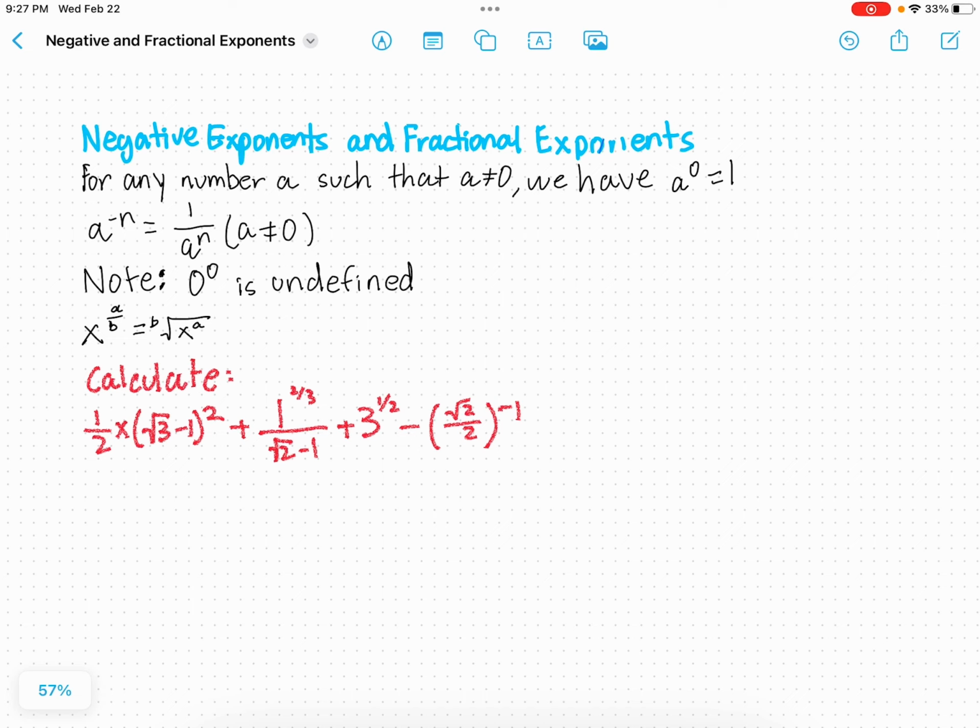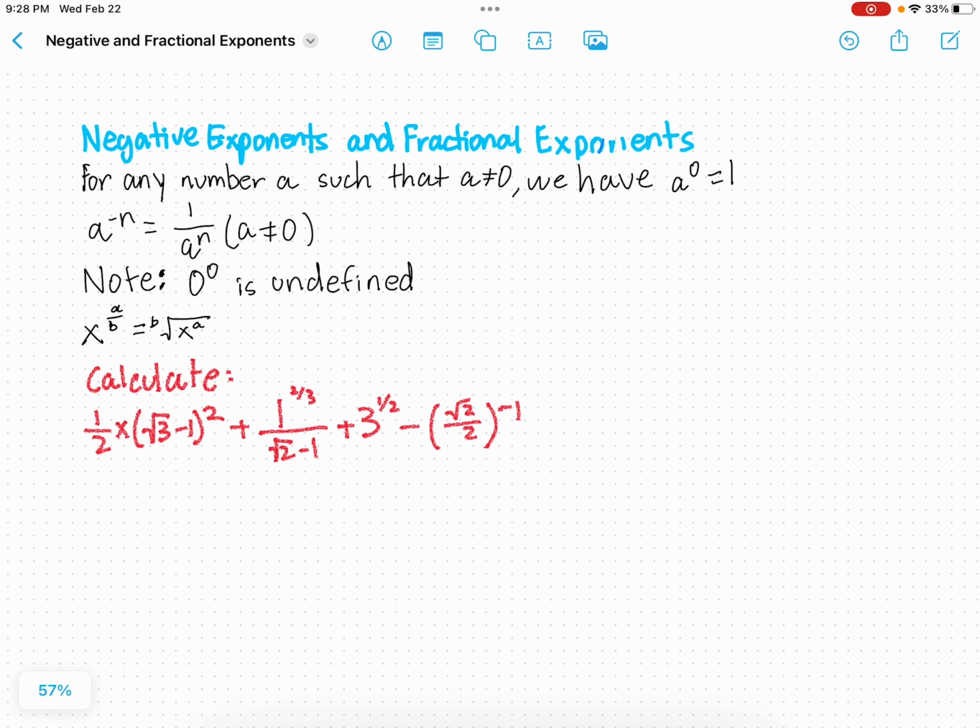Now let's do a sample problem. Calculate 1/2 times (square root 3 minus 1) squared, plus 1 to the power of 2/3 divided by (square root 2 minus 1), plus 3 to the power of 1/2, minus (square root 2 over 2) to the power of negative 1.